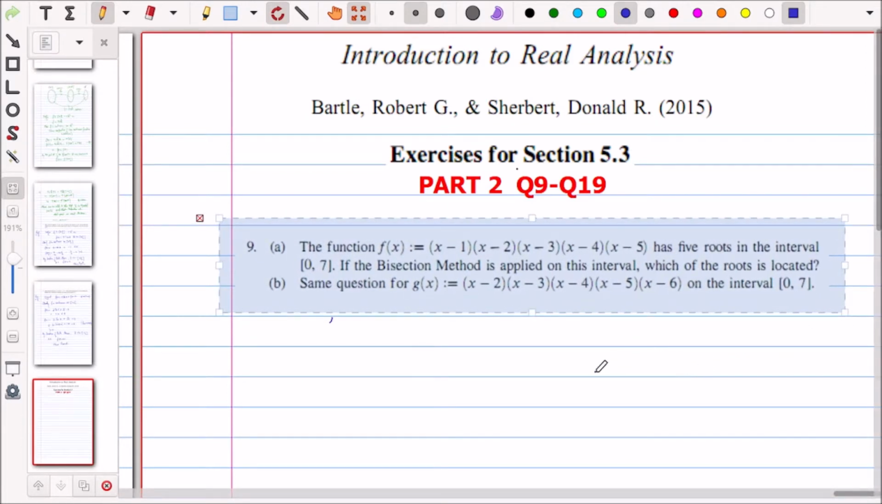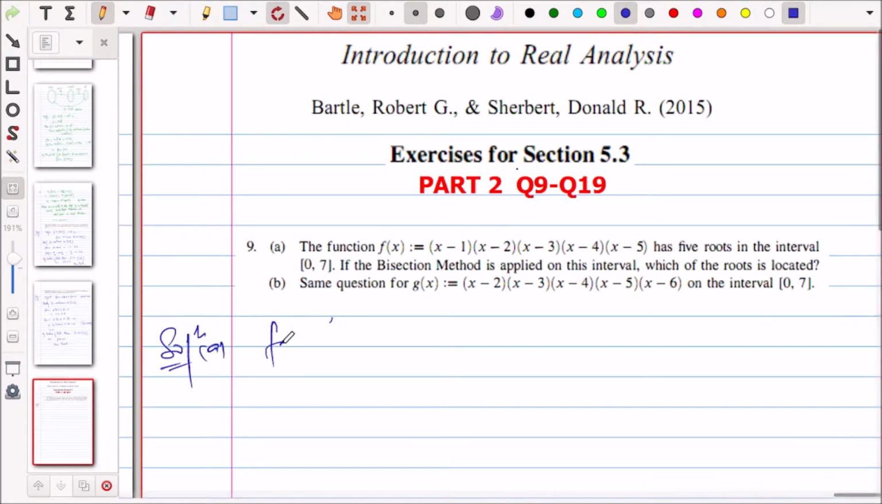This is question number 9. We are given the function f(x) equal to (x minus 1)(x minus 2)(x minus 3)(x minus 4)(x minus 5). It has 5 roots, 1, 2, 3, 4, 5, in the interval 0 to 7. We are asked: if the bisection method is applied on this interval, which of the roots is located? And the same question for g(x) on the interval 0 to 7. Let us start with part A.